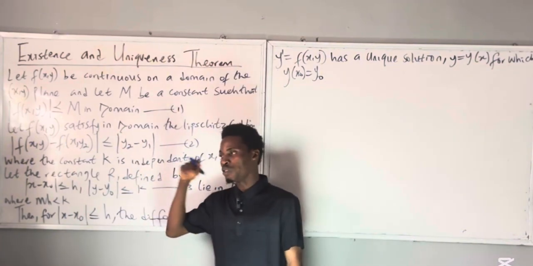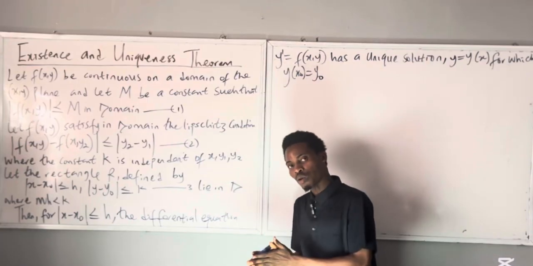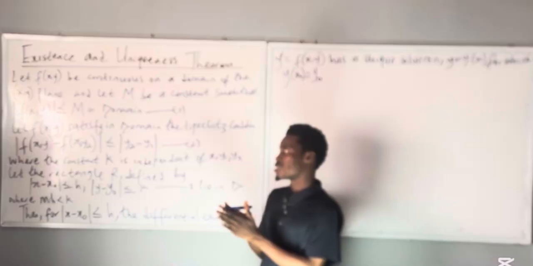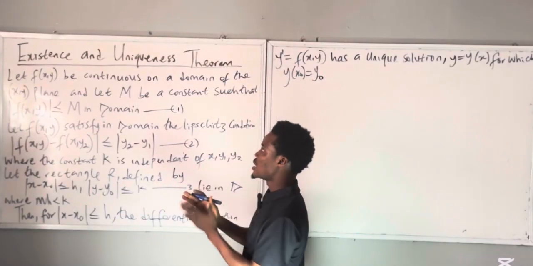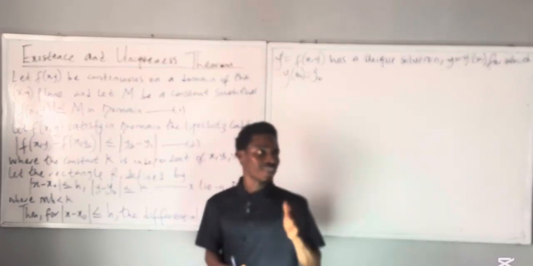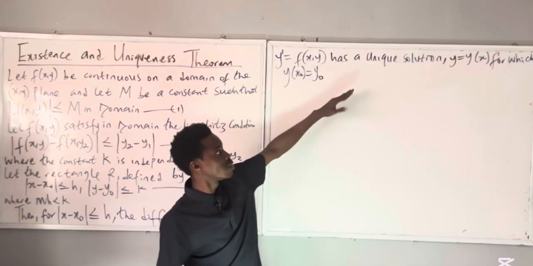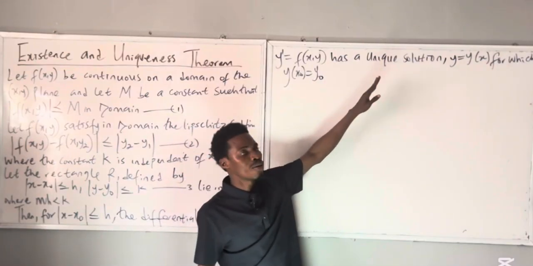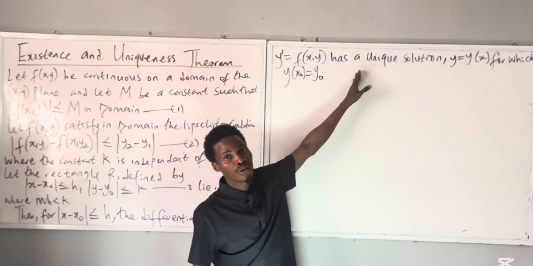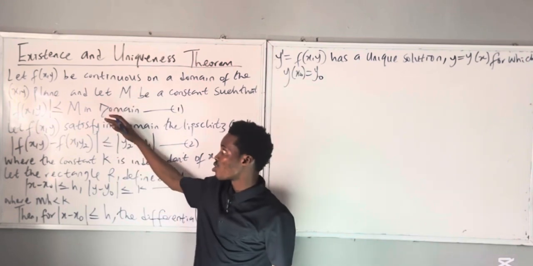We are still to prove this. It means this is the statement. We have to prove what? Existence and uniqueness. So it states that if you have this function and all of this is satisfied, then the solution exists, and if you have y prime equal to f of x, y, it means the solution is unique. So when you have a function like this, the solution is unique.